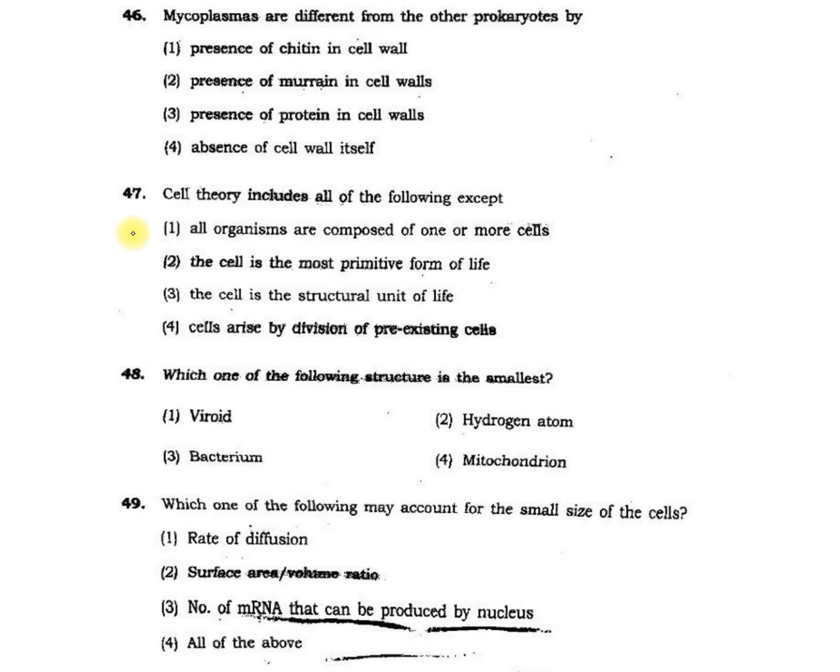Presence of murein in the cell wall, 3. Presence of protein in cell wall, 4. Absence of cell wall itself. They lack the cell wall, so option 4 is the correct one. They don't have a cell wall, but they have some sterols in their plasma membrane. This is additional information: no other bacteria have sterols, but the mycoplasmas are the bacteria which have sterols in their plasma membrane.